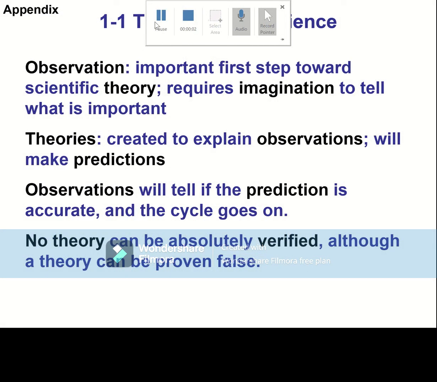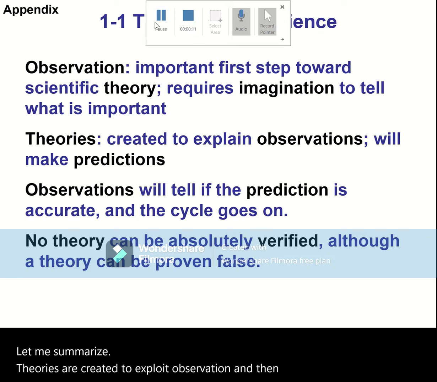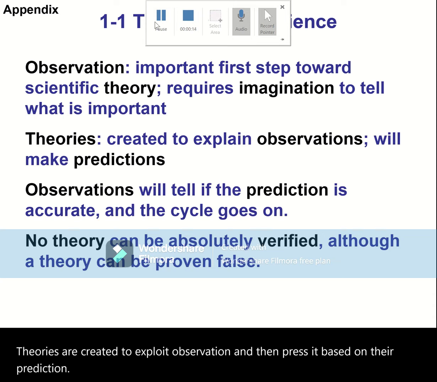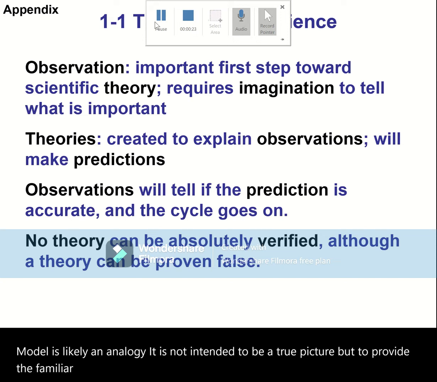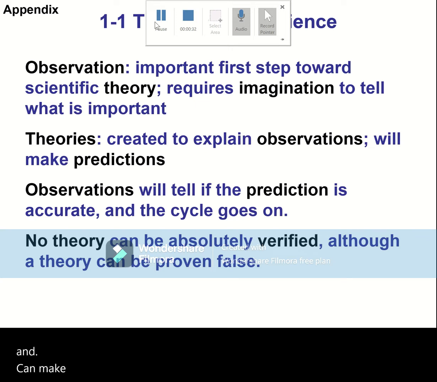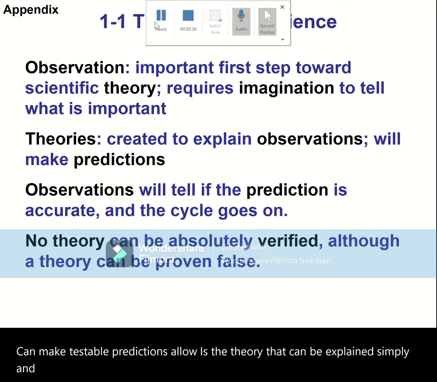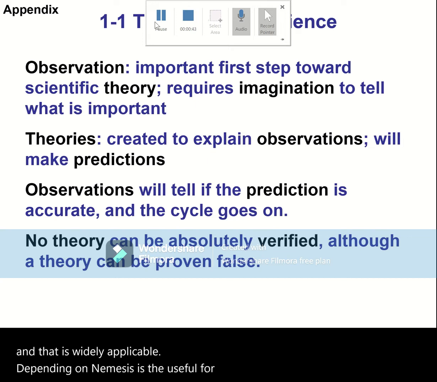Let me summarize chapter 1. Theories are created to explain observation and then tested based on their predictions. A model is like an analogy. It is not intended to be a true picture but to provide a familiar way of envisioning a quantity. A theory is much more well developed and can make testable predictions. A law is a theory that can be explained simply and that is widely applicable. Dimensional analysis is useful for checking calculations.